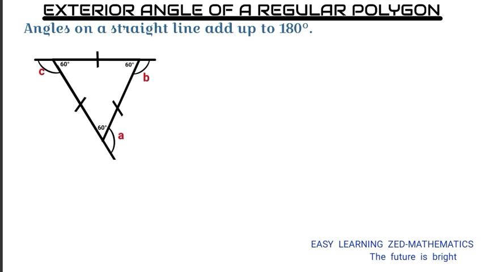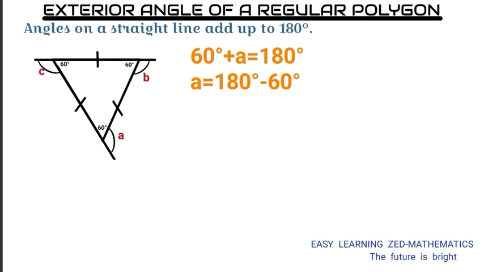When we add 60 degrees to A, it should give us 180, which we can write as 60 plus A is equal to 180. I'm sure if you have been following us, that is now simple for you to find the value of A. We make A the subject of the formula, so A is equal to 180 degrees minus 60 degrees, which gives us A is equal to 120 degrees. So the value of angle A is 120 degrees.